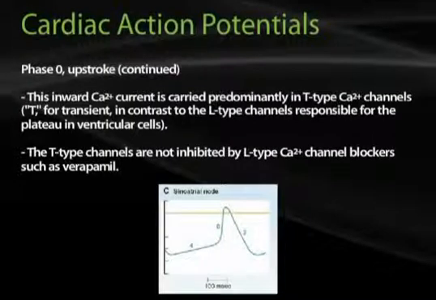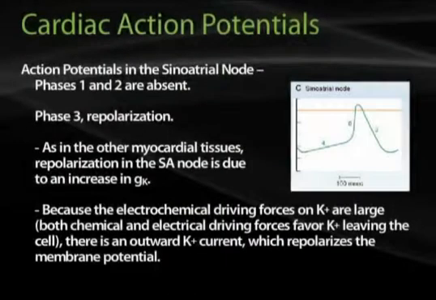This inward calcium current is carried predominantly in the T-type calcium channels. T is for transient, in contrast to the L-type channels responsible for the plateau in ventricular cells. The T-type channels are not inhibited by the L-type calcium channel blockers, such as verapamil. In the sinoatrial node, phases 1 and 2 are absent.